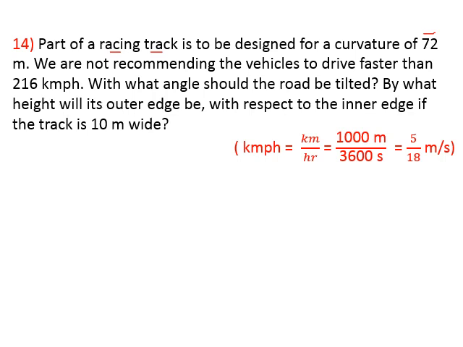Vehicle is moving on this track very fast, but the maximum speed limit is given as 216, in units of kilometer per hour. We have to find out the angle of inclination, the angle of banking, and second, by what height its outer edge will be raised with respect to the inner edge. And one more thing is given: the width of the track.